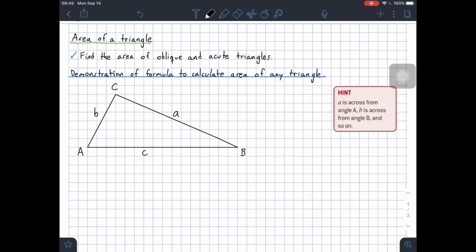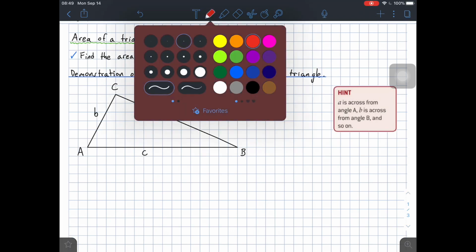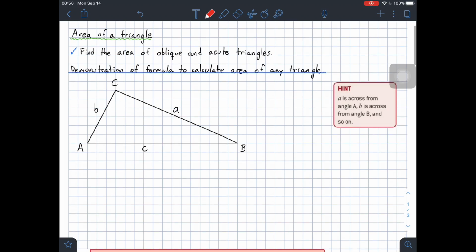I'm going to show you the demonstration of the formula to calculate the area of any triangle. As I told you, this formula is applicable for any type of triangle, either oblique or acute, or even for right angle triangles. If you remember, the general formula for finding the area of a triangle is always area equals half of base times height, or base times height divided by 2, the same thing. So this is a general formula to find the area of a triangle.